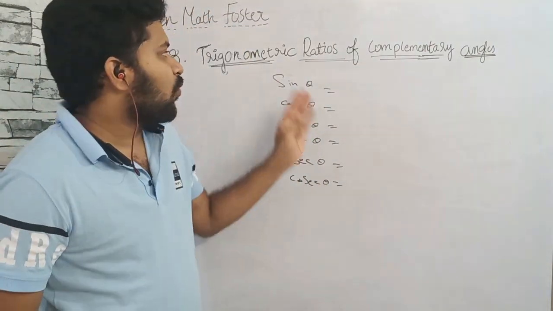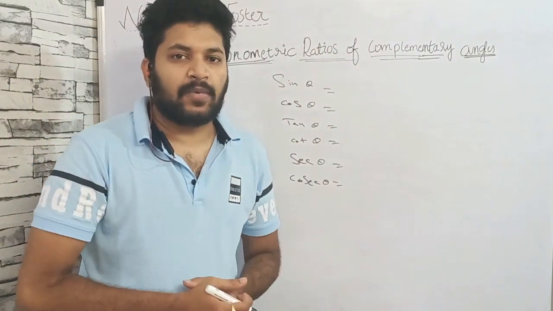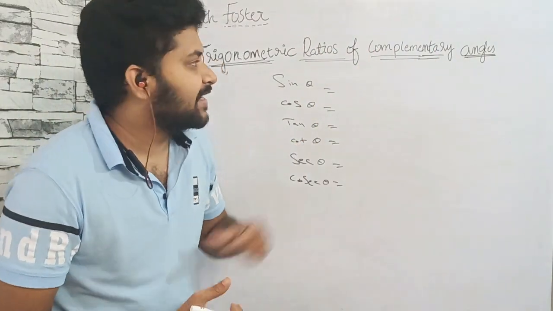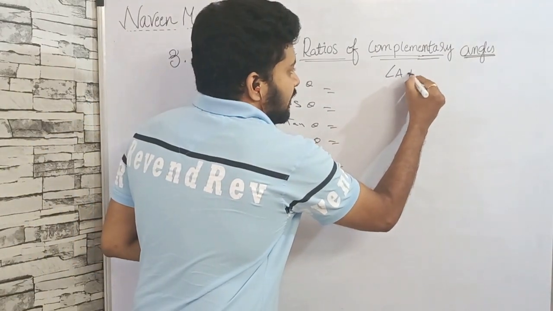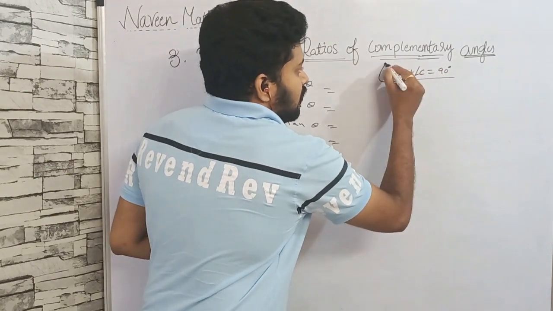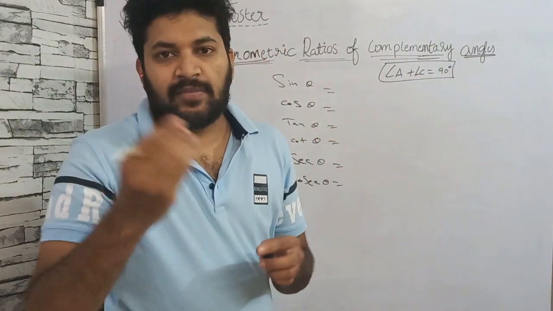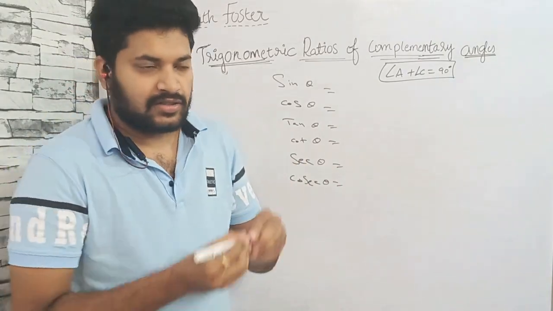And now what is the topic? Trigonometric ratios of complementary angles. Just recall complementary angles: the sum of two angles should be 90 degrees. Angle A plus angle C is equal to 90 degrees, as angle B is the right angle in our trigonometric triangle.